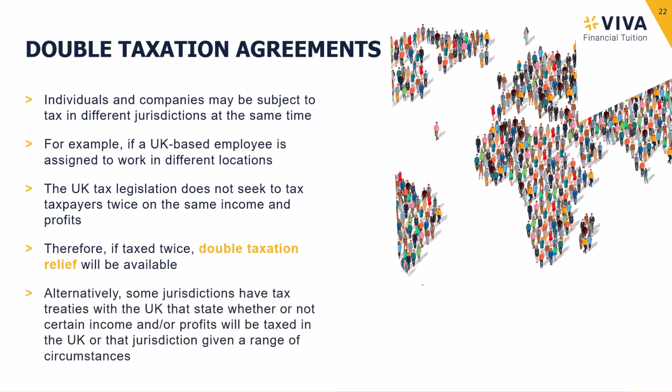Alternatively, as an alternative to this double taxation relief, the UK will have a tax treaty with various different jurisdictions. And if it is applicable, if our individual or our company has a liability potentially to tax in the UK as well as that jurisdiction, if a treaty exists, then we'll have a look at that and we'll see what it says. And typically that will say that source of income and profits will be taxed in the UK, or alternatively taxed in the overseas jurisdiction, or give specific details of how it should be taxed in each jurisdiction.